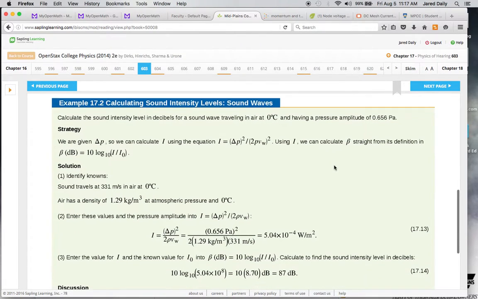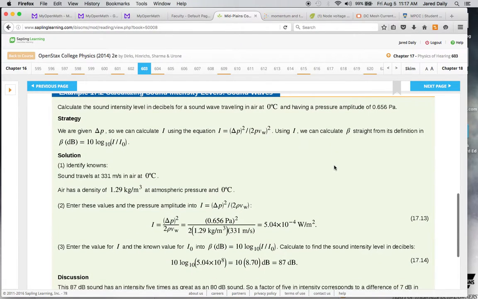So in this problem, 17.2, we're going to calculate the sound intensity level in decibels for a sound wave traveling in air at 0 degrees and having this pressure amplitude that they've given us. We're going to use the equation that uses the pressure, and we need the rho here. This is not a P, this is a rho, which is the density of air, 1.29 kilograms per meter cubed. And then you also have to plug in the velocity of the wave in that air, so 331 meters per second.